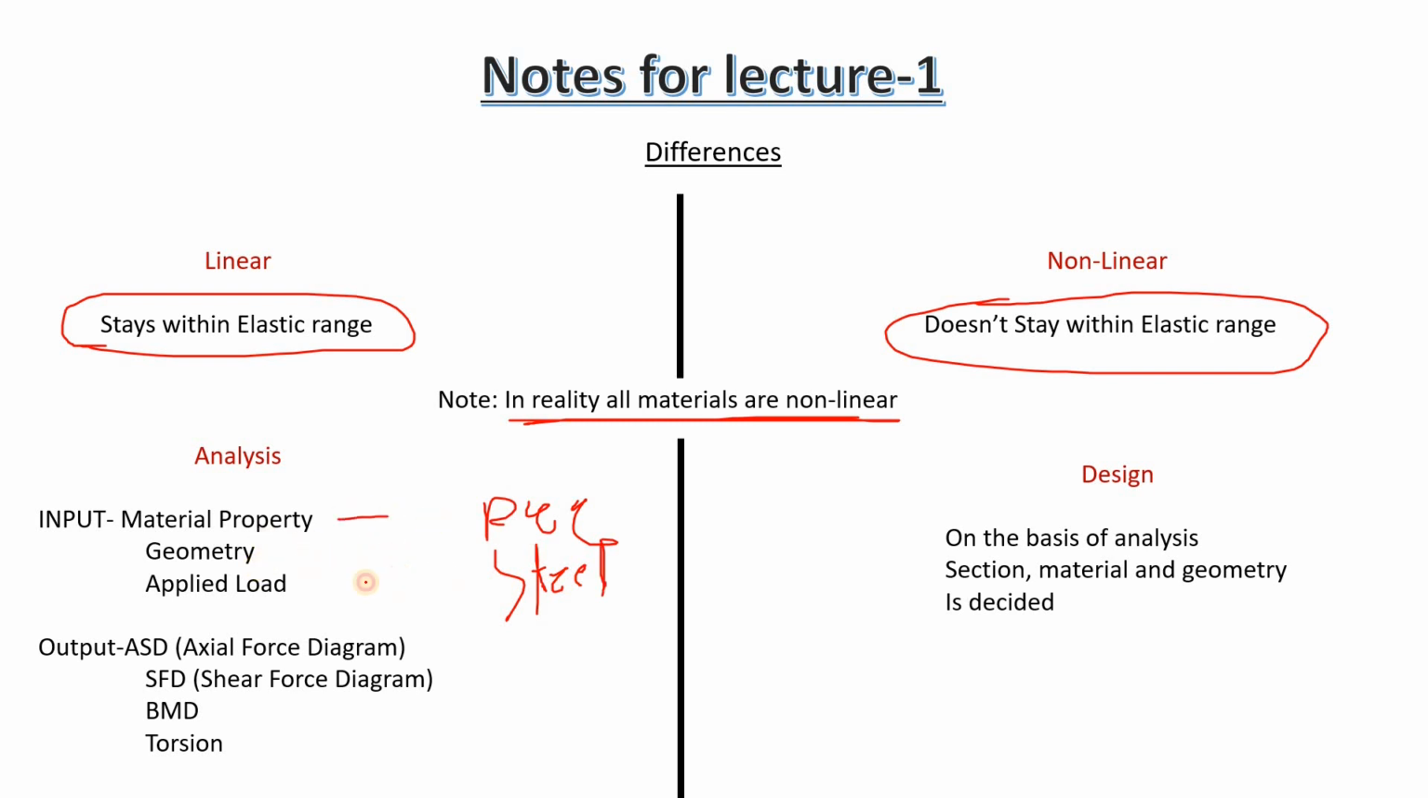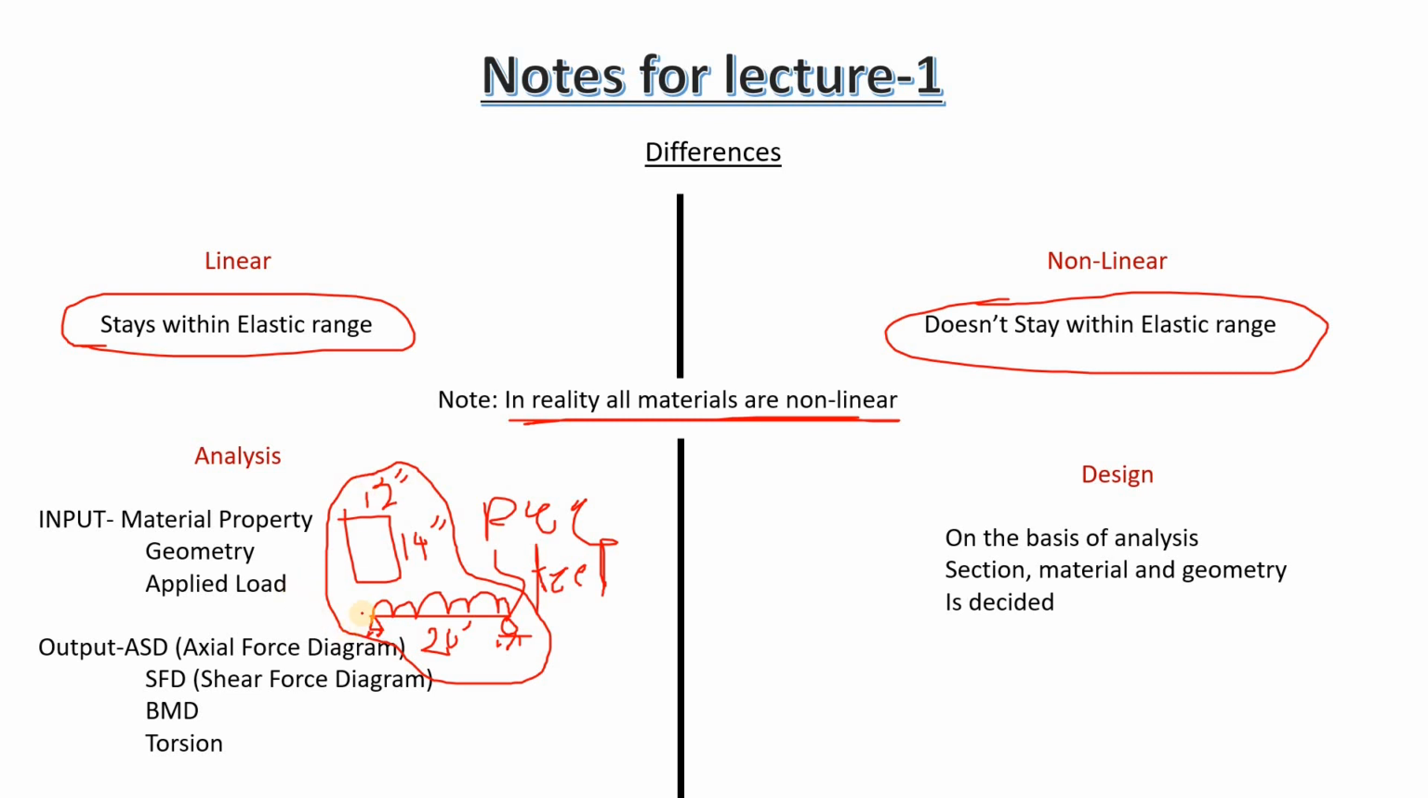For example, if I consider an RCC section, let's say of 12 inches by 14 inches, and it is of length, let's say 20 feet. So let's say this is a beam of 20 feet having a cross section of 12 by 14. That's its geometry. And then we also have applied load. For example, if this beam is subjected to a UDL, then this is the input.